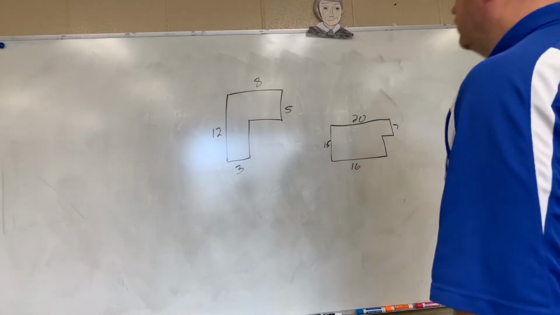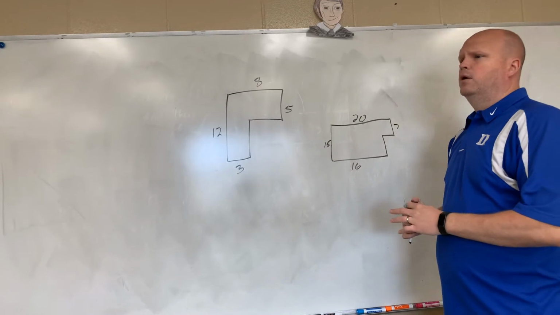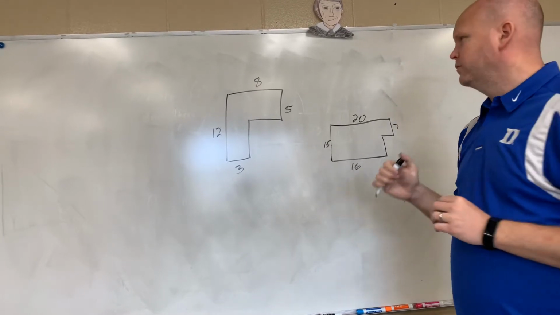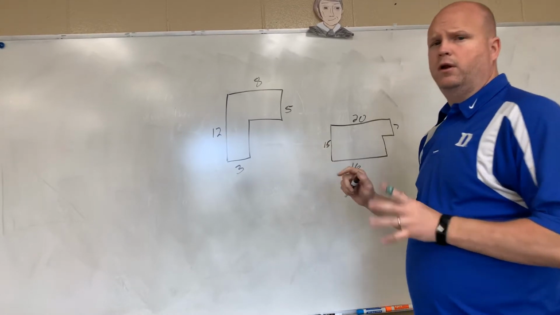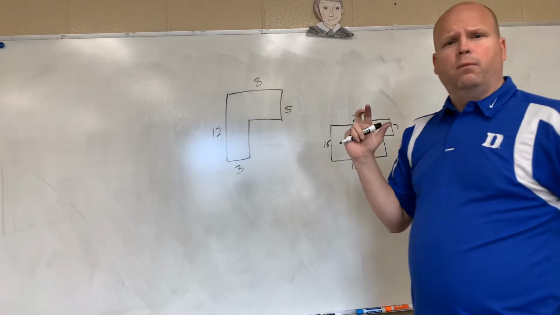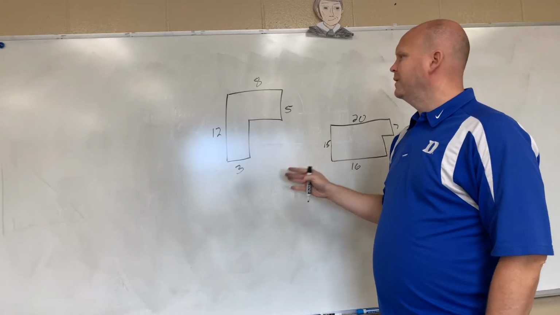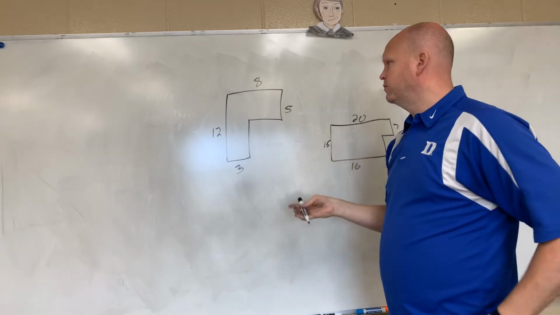All right, we are doing perimeter of complex figures, and this is going to be pretty easy, but this can also get really confusing. These luckily aren't too confusing, and I'll show you one at the end that sometimes can throw people off. But remember, with perimeter, all you are doing is adding up all the outside, like you're building a fence around a specific area.